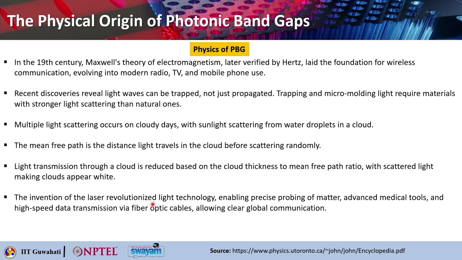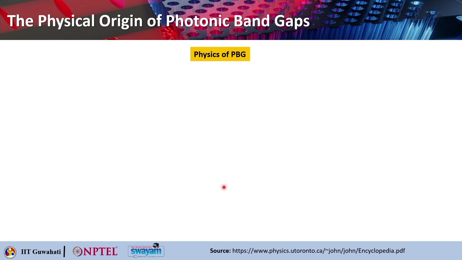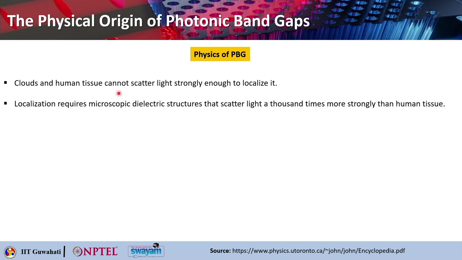Now, the invention of the laser revolutionized light technology and allows precise probing of matter. You can use it for advanced medical tools and high speed data transmission, such as fiber optic cables, which allow global communication. But what is important is that clouds or human tissue scatter light strongly enough to localize it. Localization requires microscopic dielectric structures that could scatter light 1,000 times more strongly than human tissue.